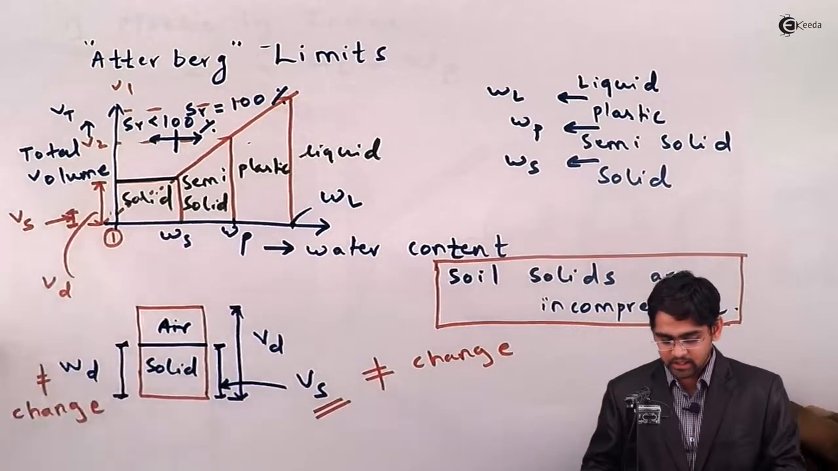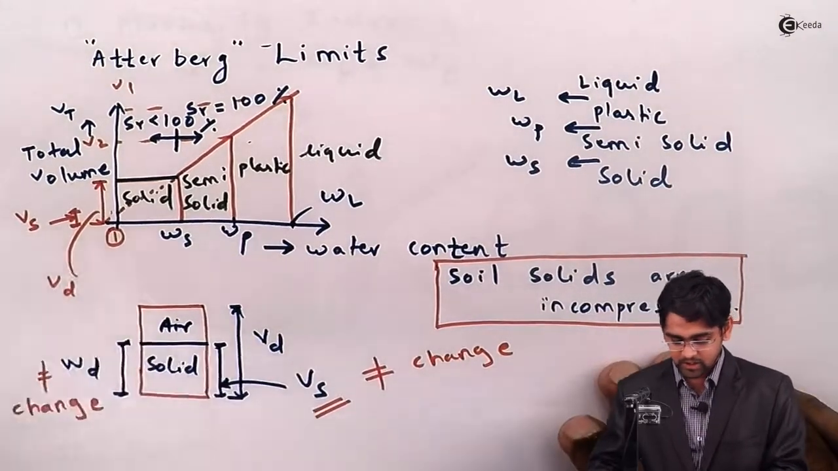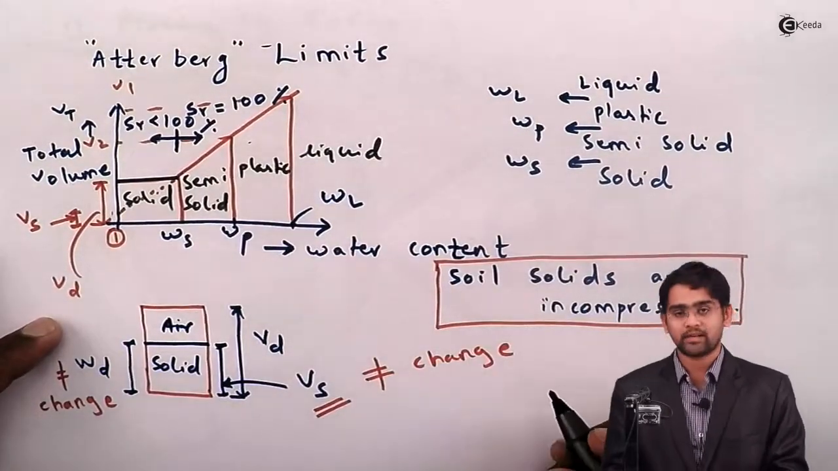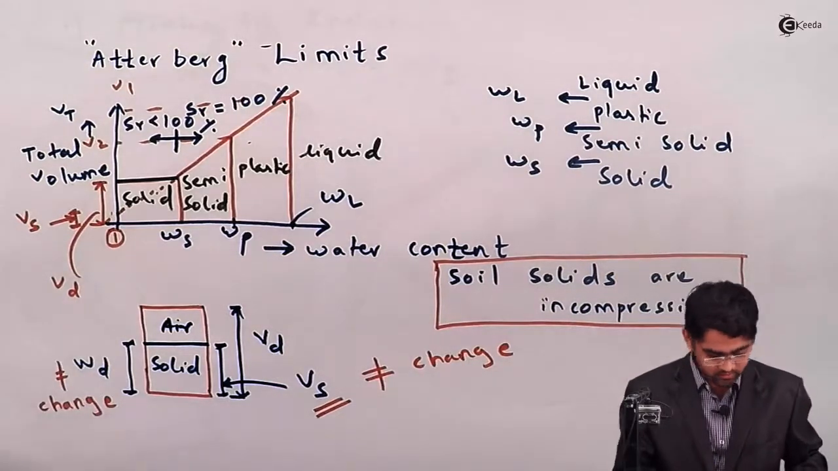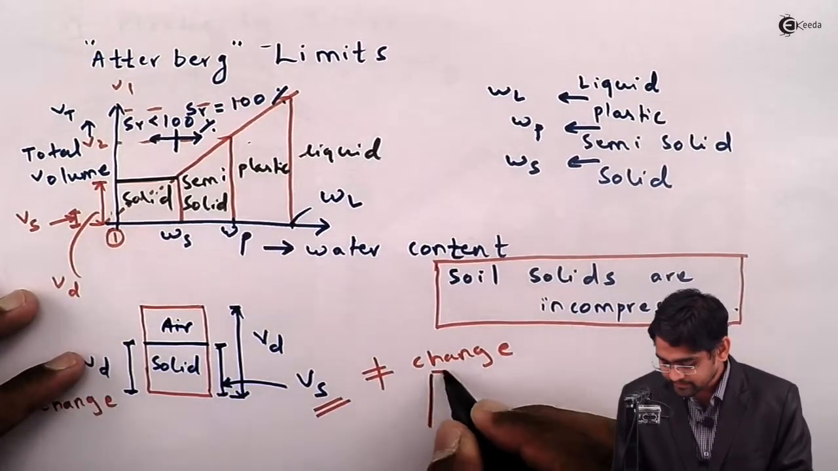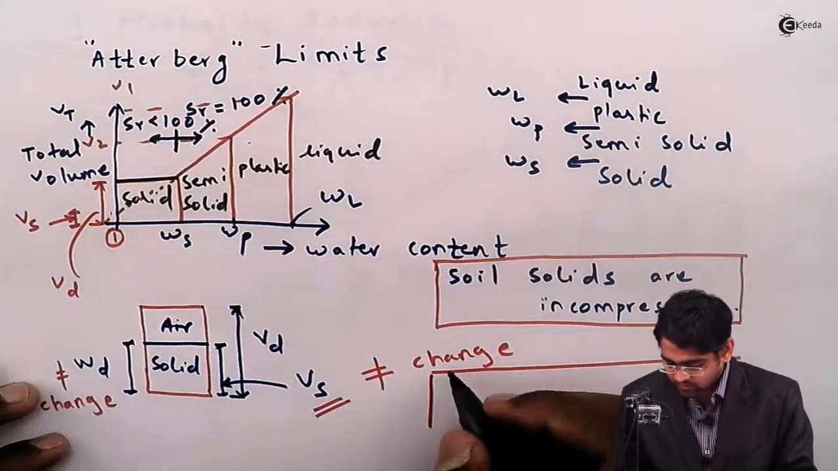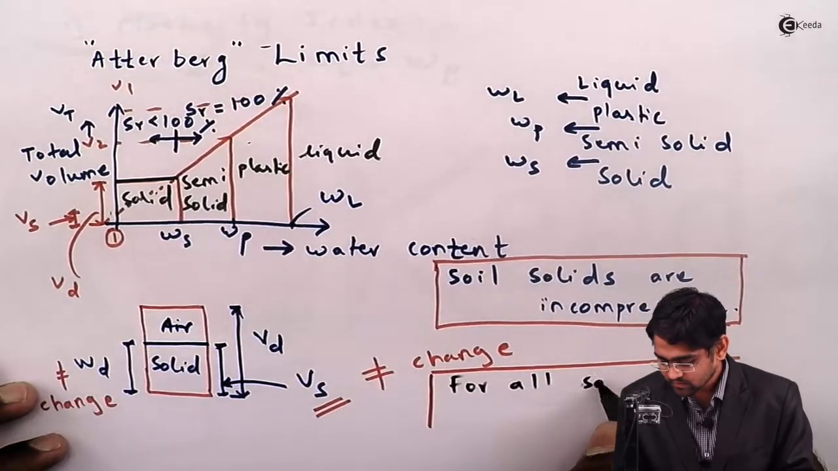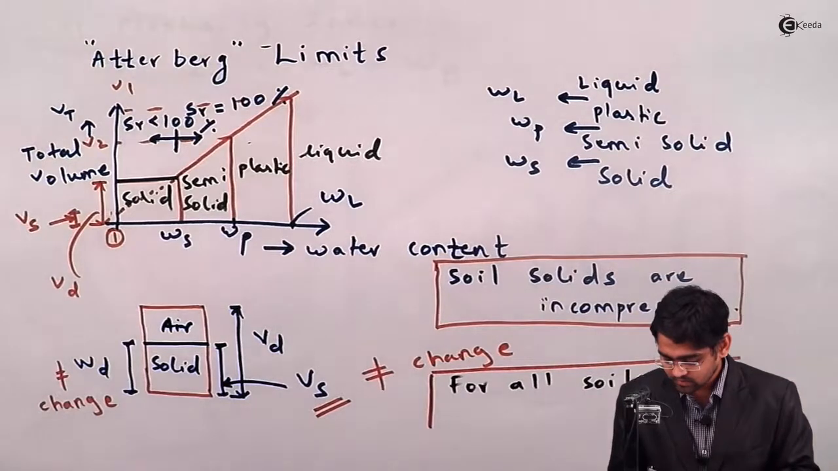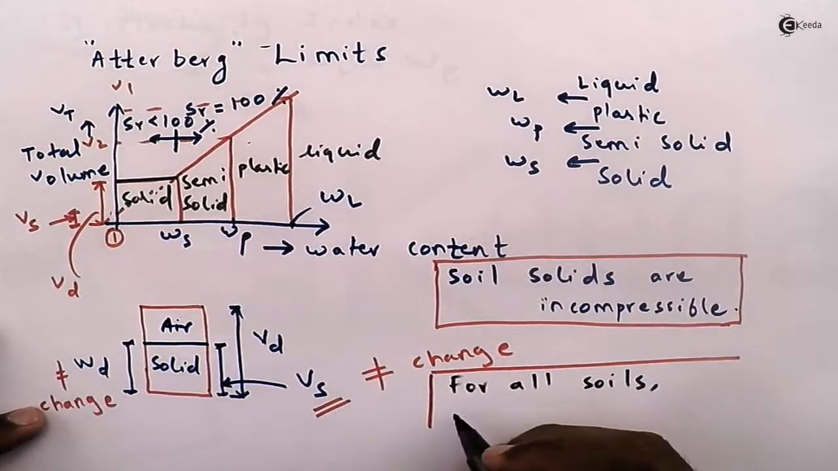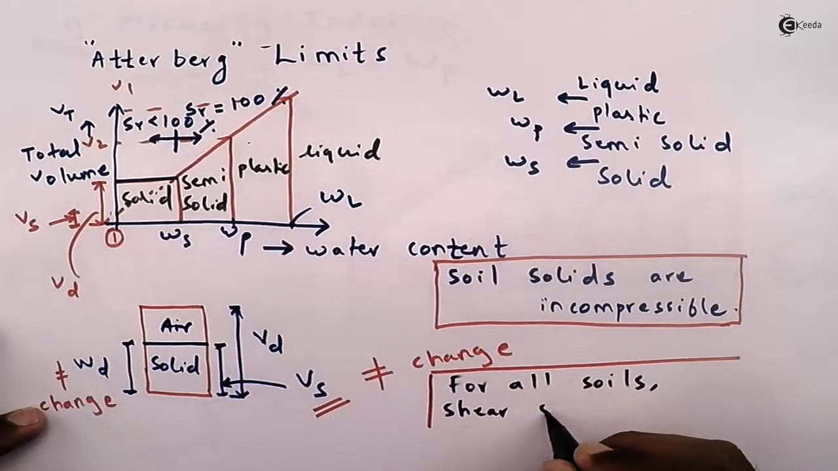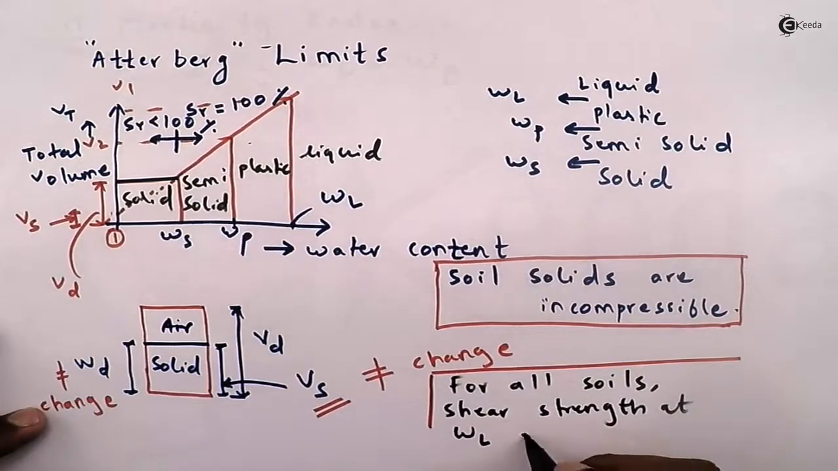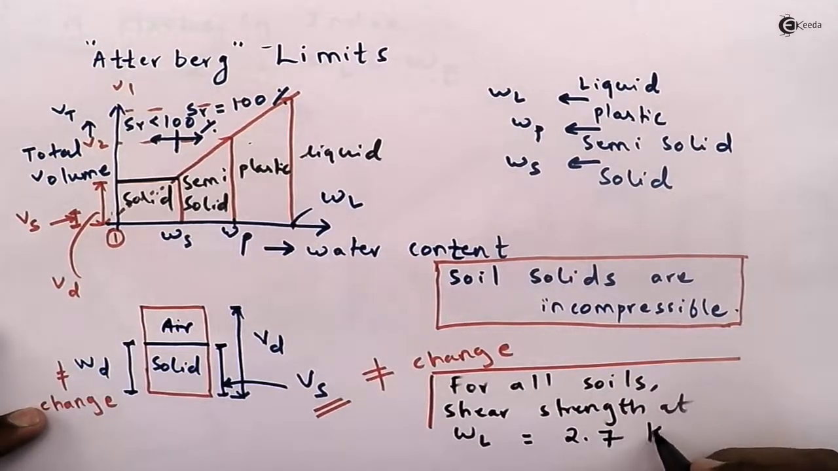And remember, in all soils, the shear strength of soil at liquid limit is 2.7 kPa. So it is a standard. So write it over here. For all soils, shear strength at liquid limit is equal to 2.7 kPa.